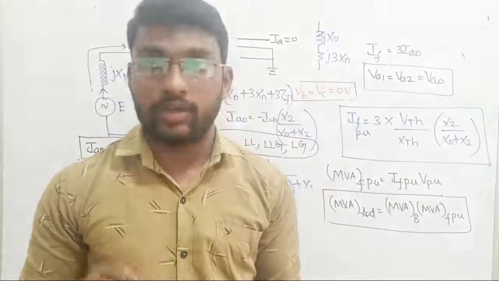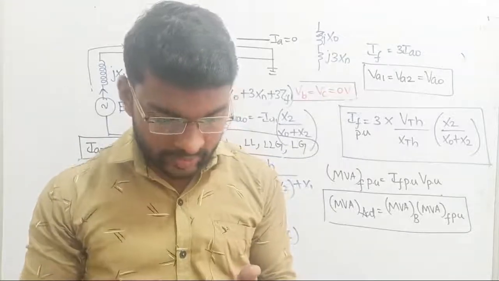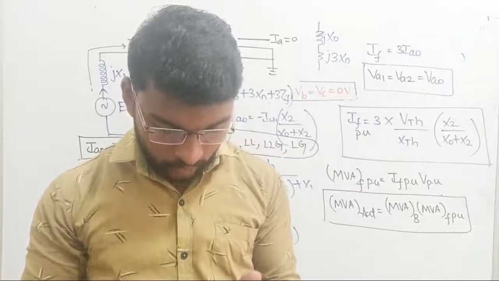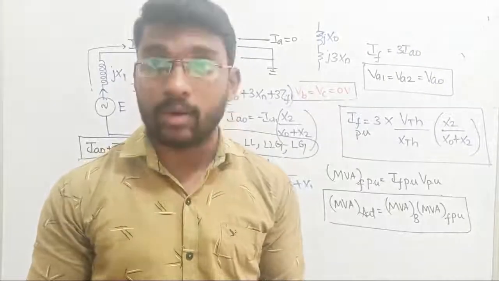Line to line fault. Yes or no? A short has occurred between R and Y. So we can say that is called line to line fault, right? Now what is the question? We have to calculate the symmetrical components, right?